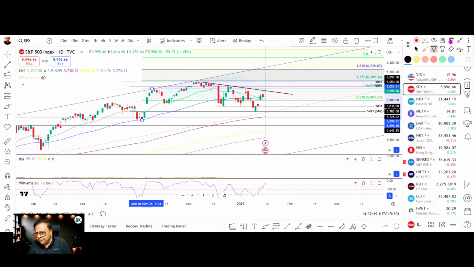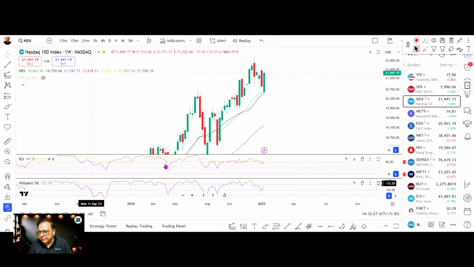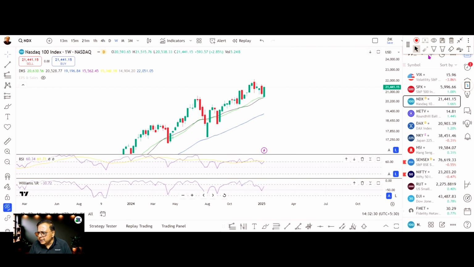Now let us move to the price chart of Nasdaq 100. This is the price chart of Nasdaq 100. Here too, what we can see is that last week's candlestick pattern is a bullish piercing line candlestick pattern, where it has formed at a very important resistance area.